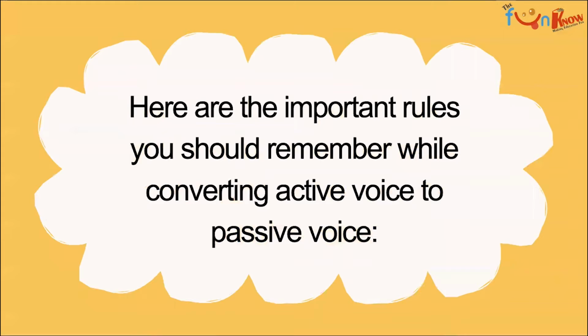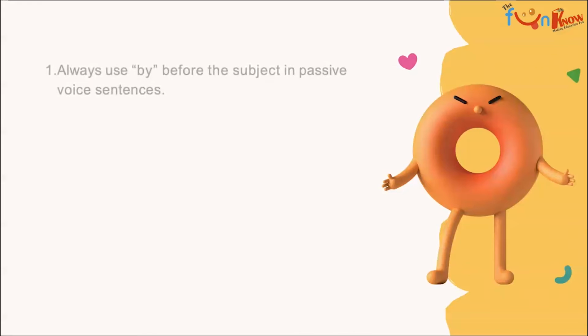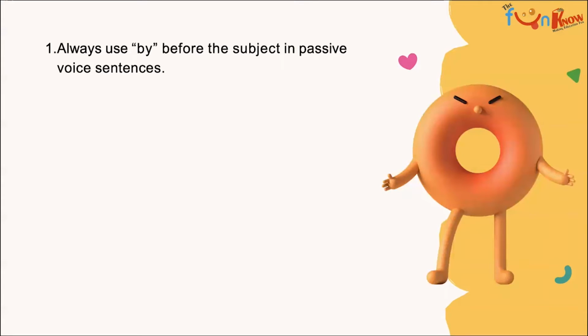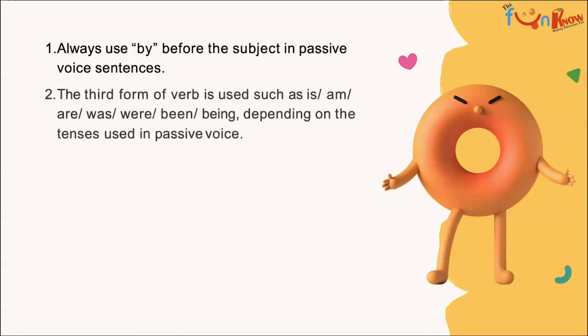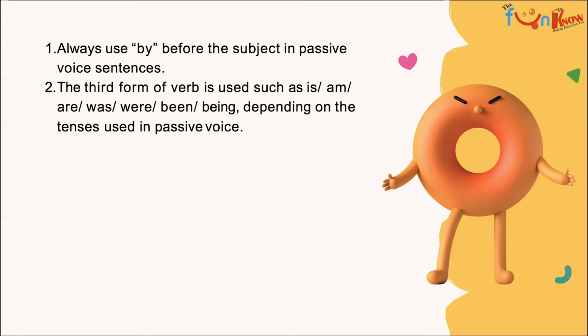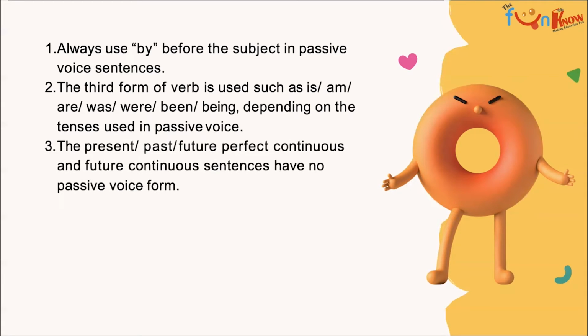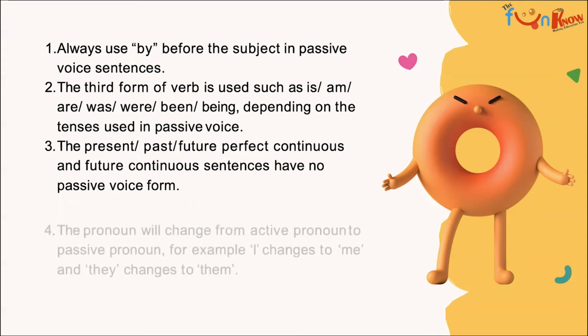Now, there are some important rules to consider while converting active voice to passive voice. First one is always use by before the subject in a passive voice sentence. The third form of verb is used such as is, am, are, was, were, been, being, depending on the tenses used in passive voice. The third rule is the present, past, or future perfect continuous and future continuous tense sentences do not have a passive voice form.